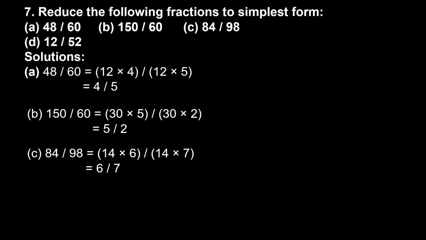84 divided by 98. So 14 into 6, 14 into 7. You'll get 6 by 7. Last one, 12 divided by 52. 12, 3 into 4 is 12. 13 into 4 is 52. So 4 will get cancelled. You will get 3 divided by 13.